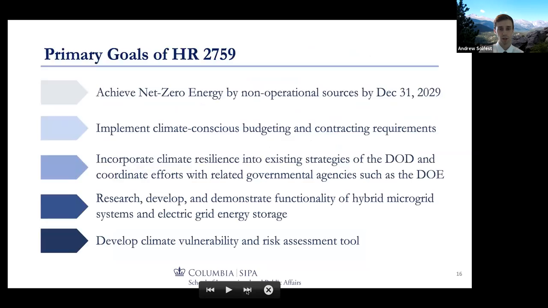HR 2759 aims to address this by achieving net zero energy by non-operational sources by 2029. Non-operational sources mean those that do not include the training, housing, or transport of troops. In addition, this bill proposes implementing climate-conscious budgeting and contracting requirements and incorporating climate resilience into existing strategies of the DoD with coordination with the Departments of Energy and the Environmental Protection Agency. This will also put funding towards research and development of microgrid systems, which both allow for improved energy efficiency by reducing loss during transmission, as well as allowing the Department of Defense to be more independent and select where its fuel sources come from, promoting renewable energy usage.